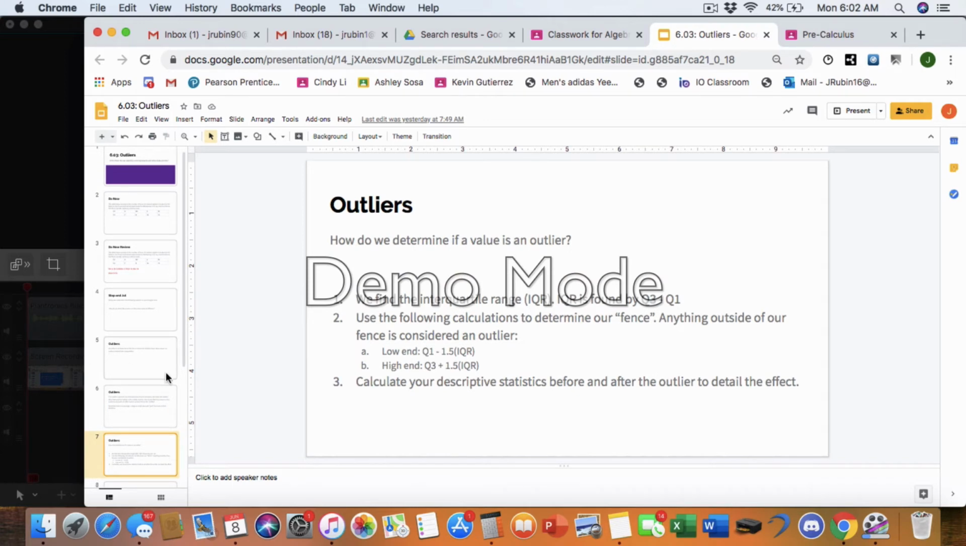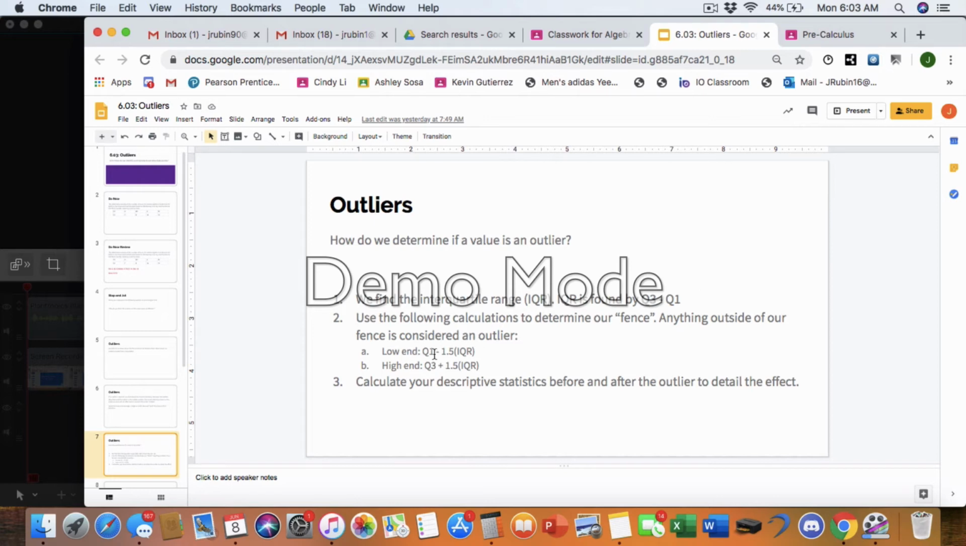Now, how do we determine an outlier? Part of it is just looking at the data set and saying this feels outside, but there is an actual test. So the test is as follows. First, we find the interquartile range, which is simply Q3 minus Q1. And then we use the following calculations to determine our fence. When I say fence, what I'm saying is these are the lowest and highest values we can get to without considering it an outlier.